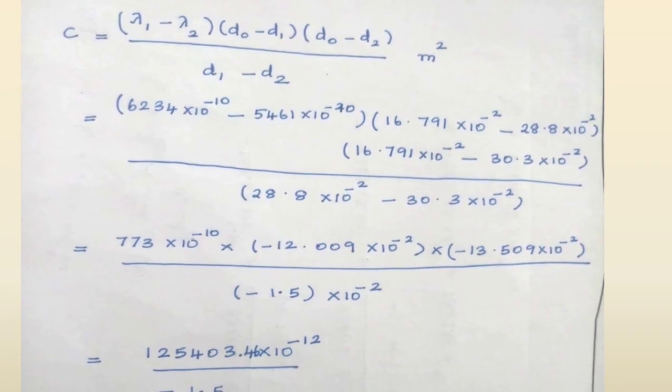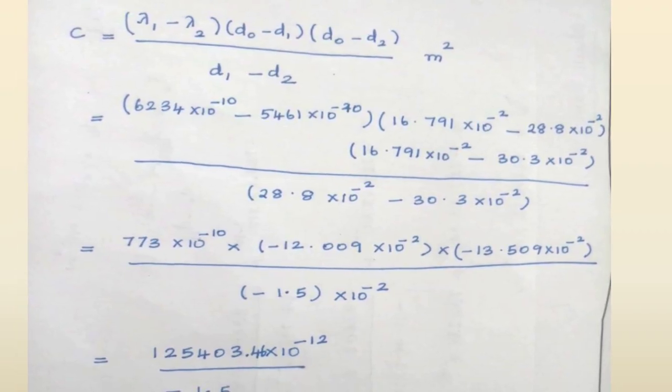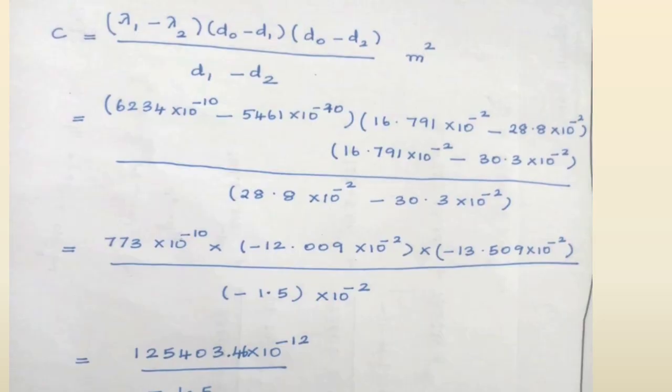So when you substitute, we get 6234 into 10 power minus 10 minus 5461 into 10 power minus 10. See, in this 10 power minus 10 is common in lambda 1 and lambda 2. We can pull out this 10 power minus 10, and the difference of these two will give us 773, which is written in the next step. Then d naught minus d1, you can see 16.791 into 10 power minus 2 minus 28.8 into 10 power minus 2. So here the 10 power minus 2 is common, which is taken outside for both the terms, and the difference of these two will give you minus 12.009.